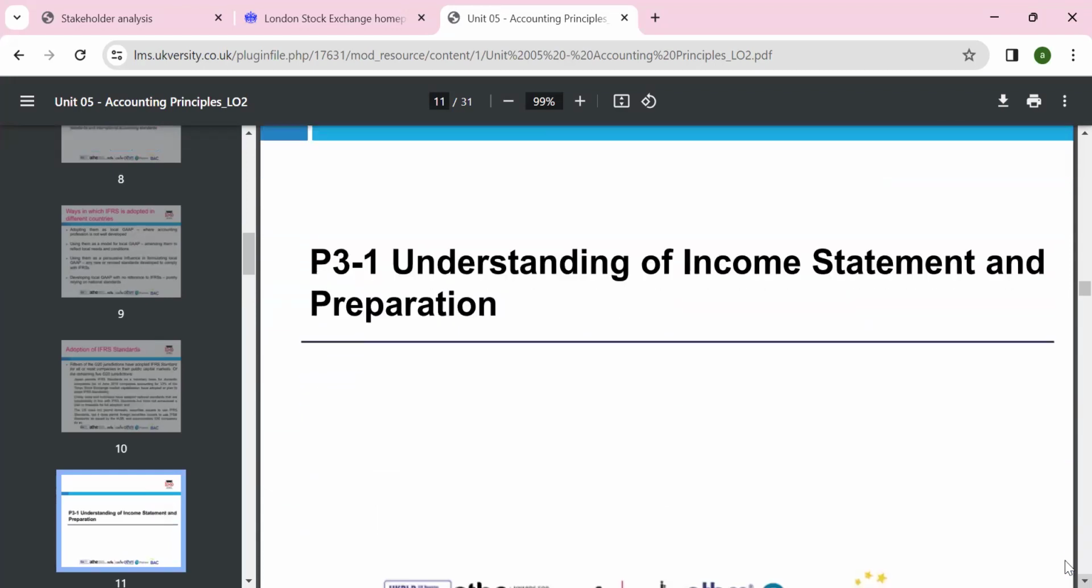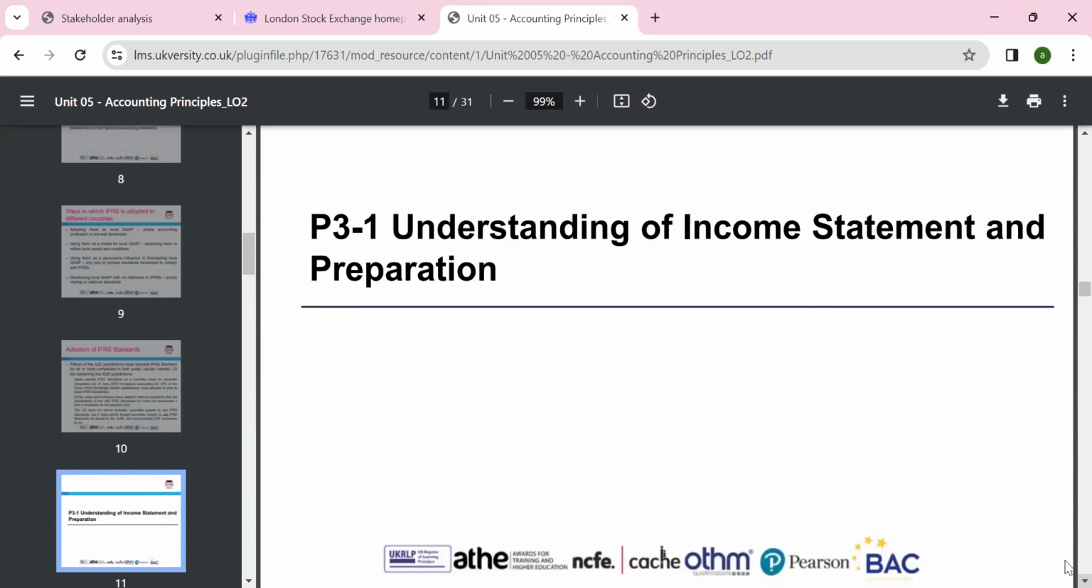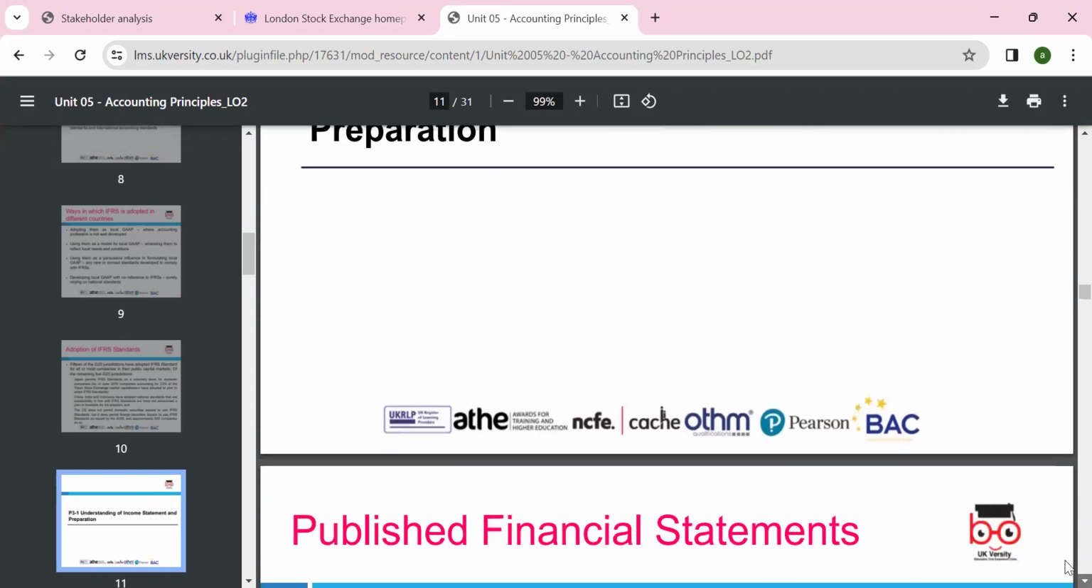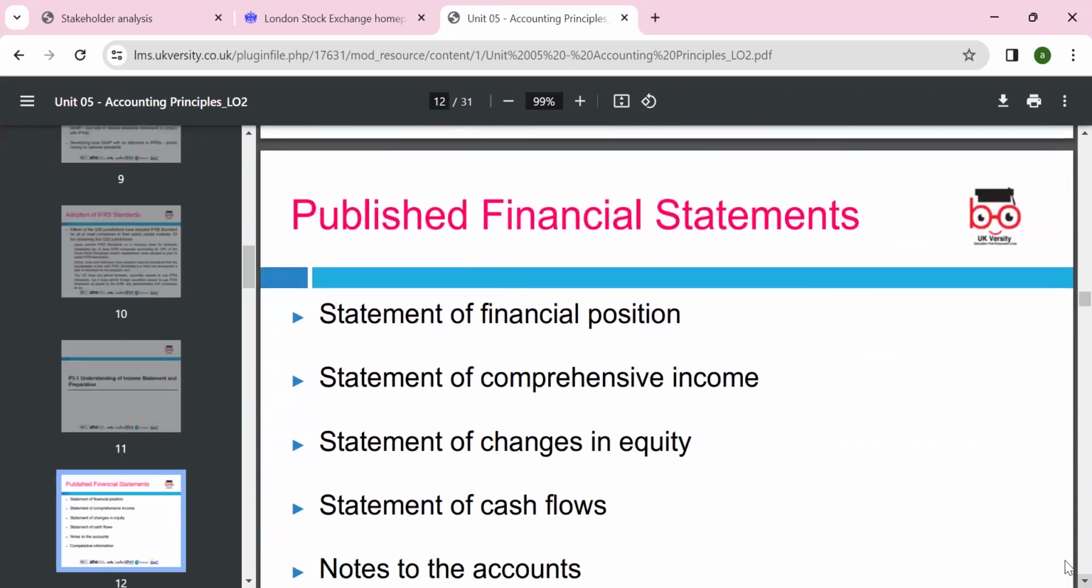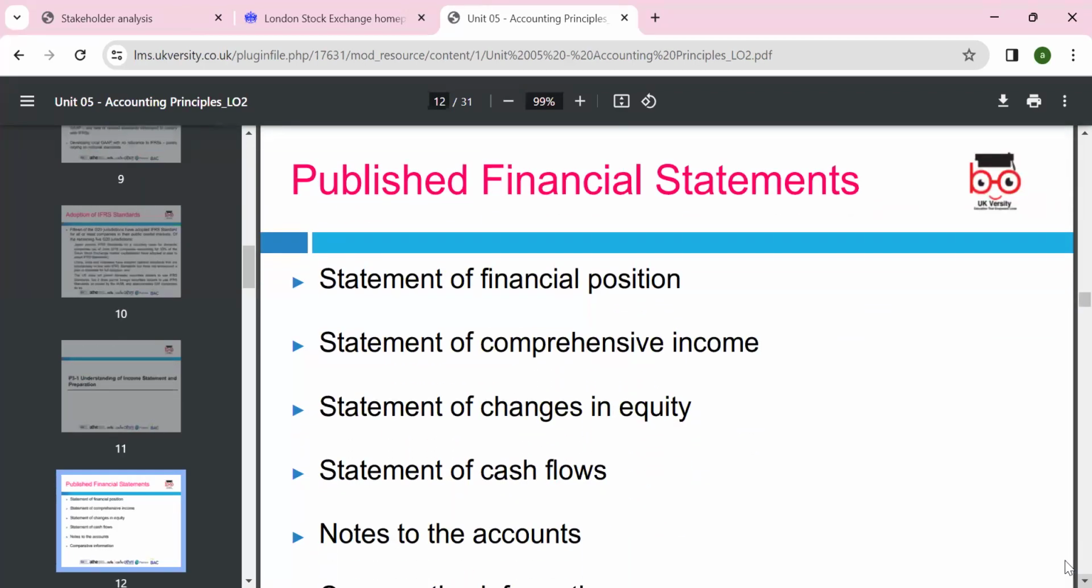Okay, then we have the assessment criteria. 3.1, P3.1: understand the financial statements, where we look at the preparation of these statements. The published financial statements are the statement of financial position, statement of comprehensive income, statement of changes in equity, and statement of cash flows. These are the four statements we publish in accounts.